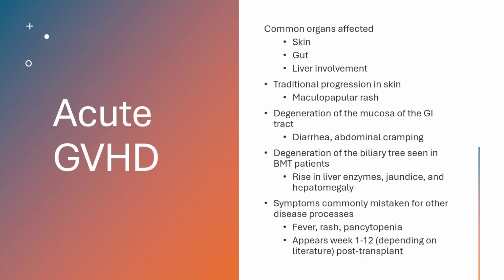The common organs that are affected in acute graft versus host, when you look at the big picture from our bone marrow patient population, are skin, gut, and liver. Again, we don't really see the liver involvement as much in our patients, and we see bone marrow involvement in our solid organ transplant patients. It does traditionally present, though, as a maculopapular rash.